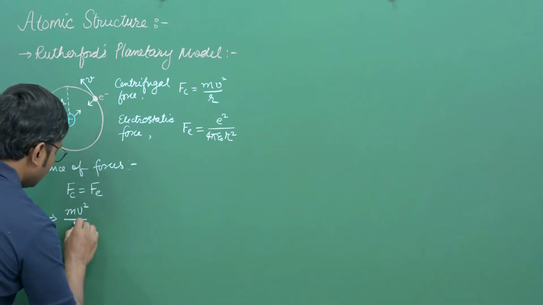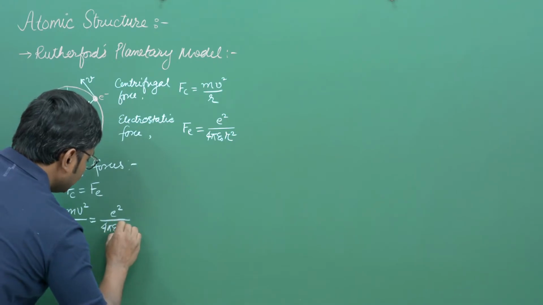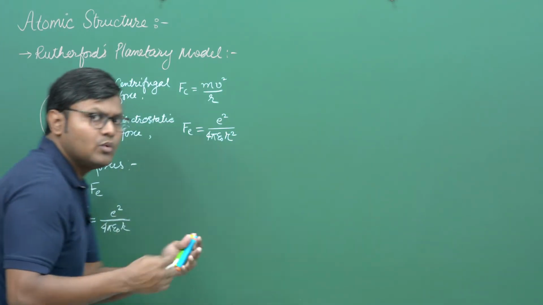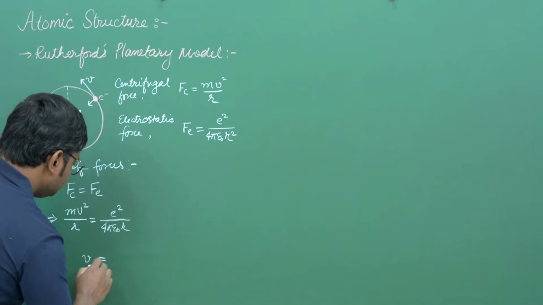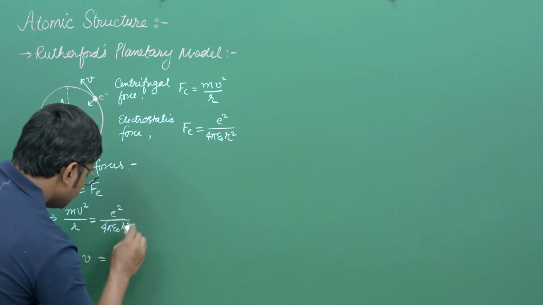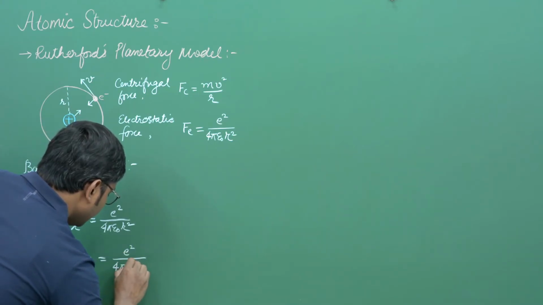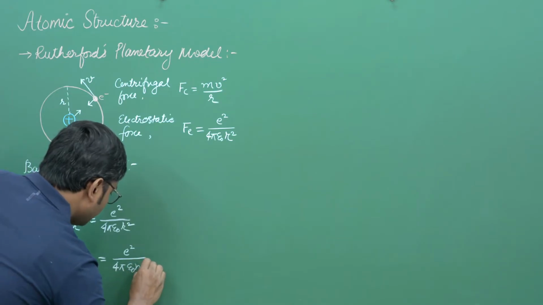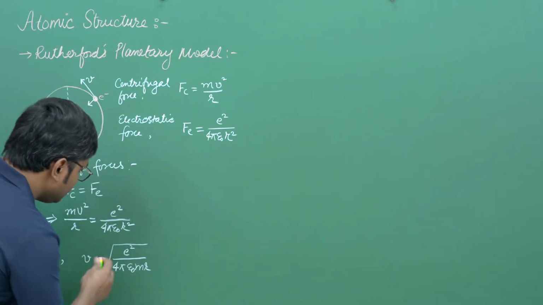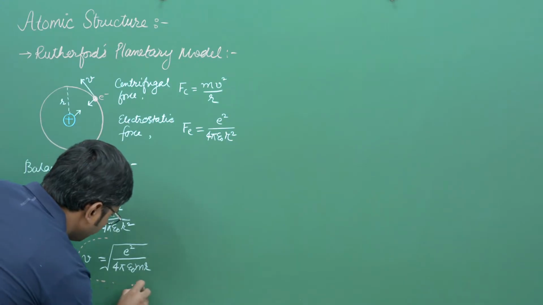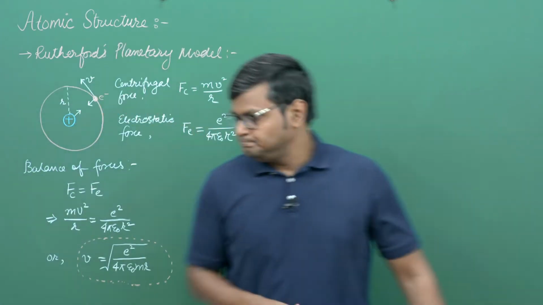So mv square upon r is essentially equal to e square upon 4 pi epsilon naught r square. From here we can get an idea about the orbital velocity. The orbital velocity essentially comes out to be v is equal to the square root of e square upon 4 pi epsilon naught m r. So this is the orbital velocity according to the classical picture of an electron going around a positively charged nucleus, just like planets go around the sun.